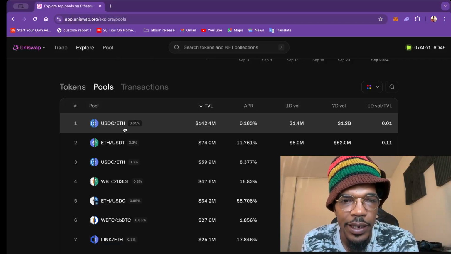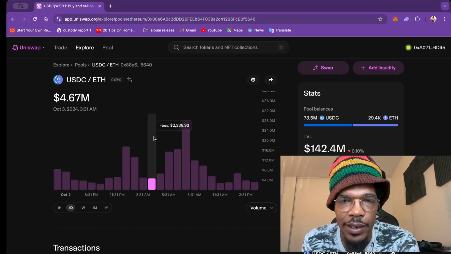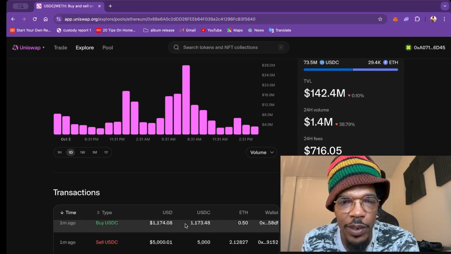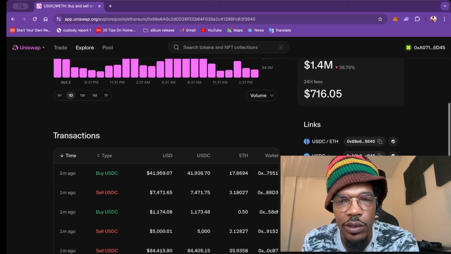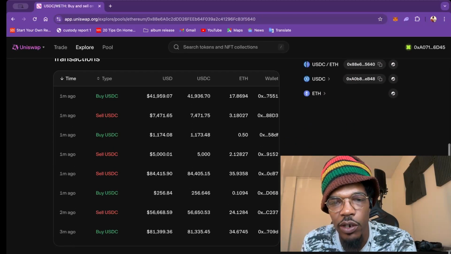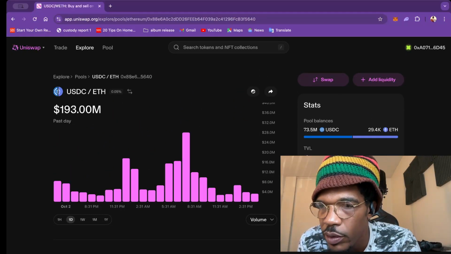So here are some pools right here. USDC to ETH, and anybody can contribute to any of these pools. Based off of how much trading volume they have and how much you input to the token, you get paid fees based off of the trades. And then you can go and withdraw those fees anytime you want.